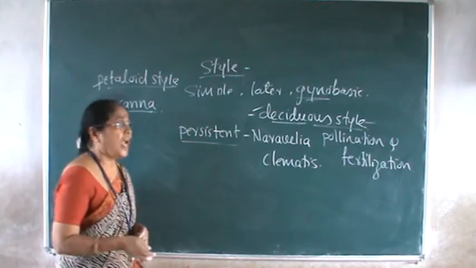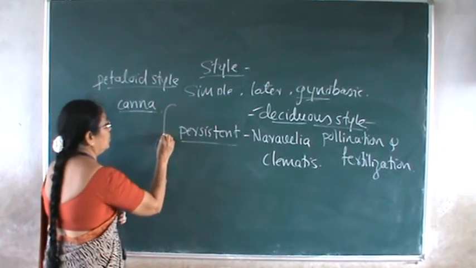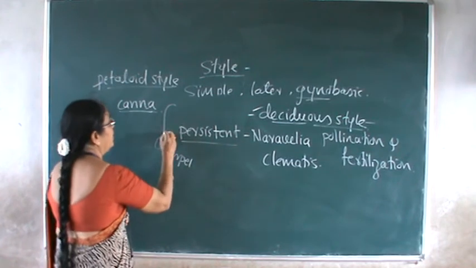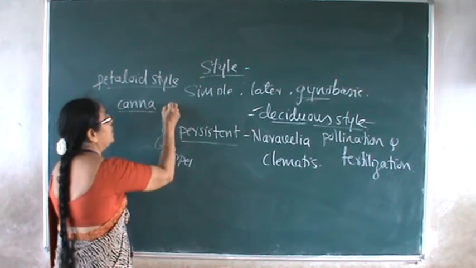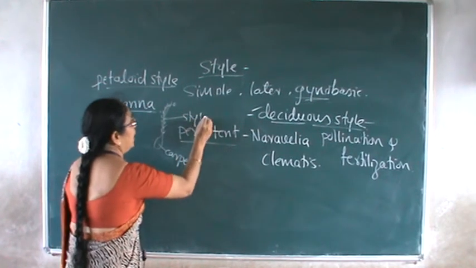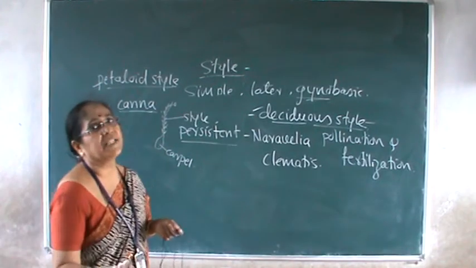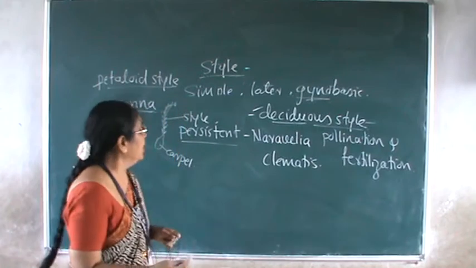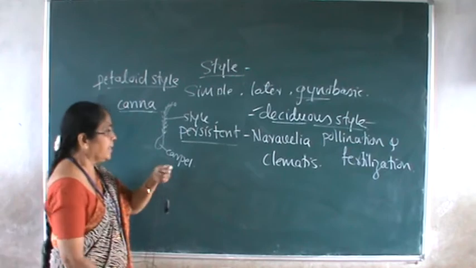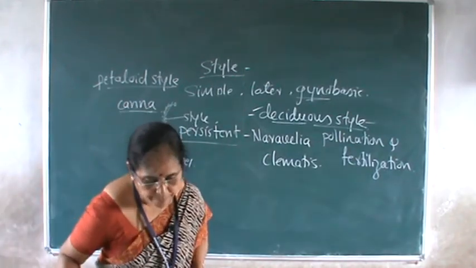In Naravelia the ovary is in the apocarpous condition. I have drawn one carpel here. This is the very fine hairy, brush-like style. And this style remains permanently along with the ripe fruit, and it helps in the dispersal of the fruits also. That is the additional function of the style in Naravelia and Clematis, so that the style remains permanently along with the ripe fruit.